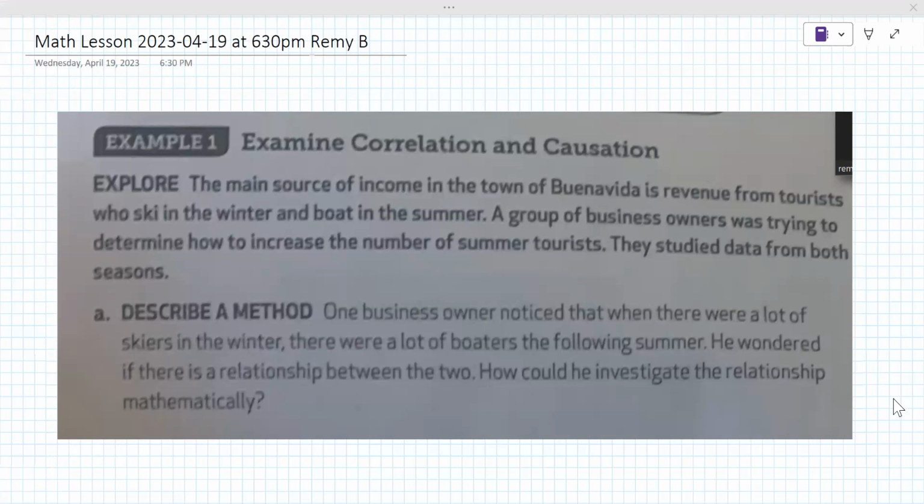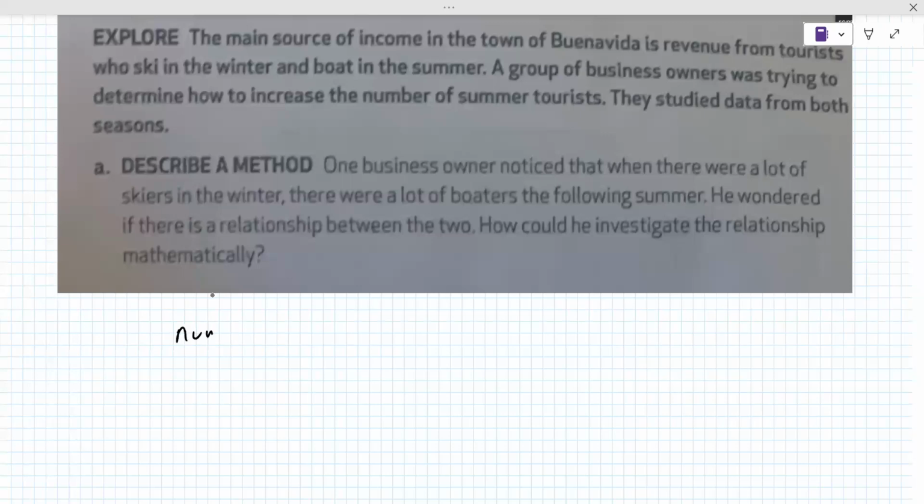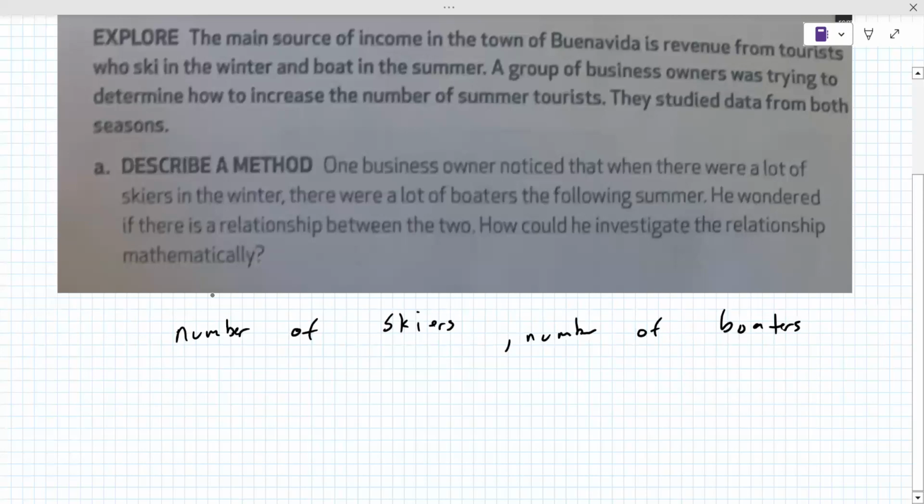So I guess you've got to put some words down. Basically, you would want to measure the number of skiers and the number of boaters over a certain period of time. And you would want to look and graph this information and maybe find out if there is a relationship between them. So the answer to this is to actually go and collect that data.